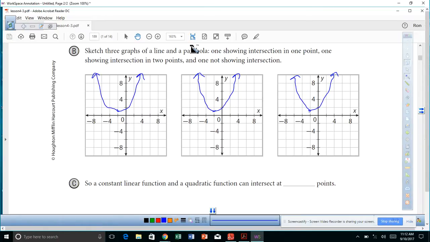And it says, one showing intersection in one point. So let's do that. There we go, there's a straight line. All right, there's one point. One showing intersection in two points, and we'll just pick this right here, and then one not showing intersection, so we'll just pick a point down here. So that's what could happen with a line and a parabola. You could have one point of intersection, two points of intersection, or no intersection.